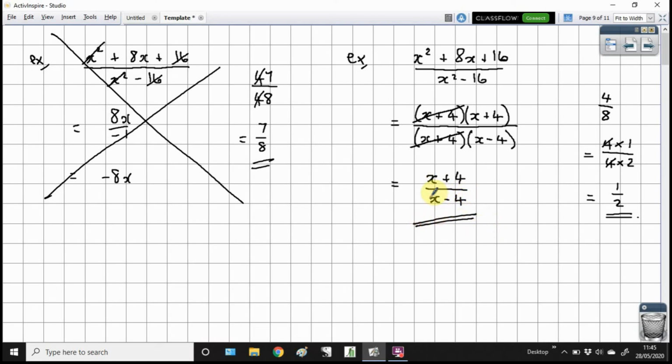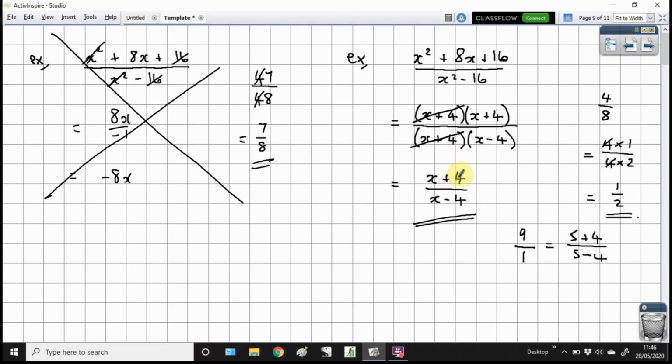I cannot cancel these x's. I cannot cancel these 4's. Why not? Well, let's take a look. Suppose I had 9 over 1. I could think of that as 5 plus 4 over 5 minus 4. Is it possible to cancel those 5's? Is it possible to cancel those 4's? No. So it's equally not possible to do any cancelling here either. You must have a string of multiplications, just as we did in this numerical example here. A string of multiplications, then you can cancel. If it's not a string of multiplications, you cannot cancel.